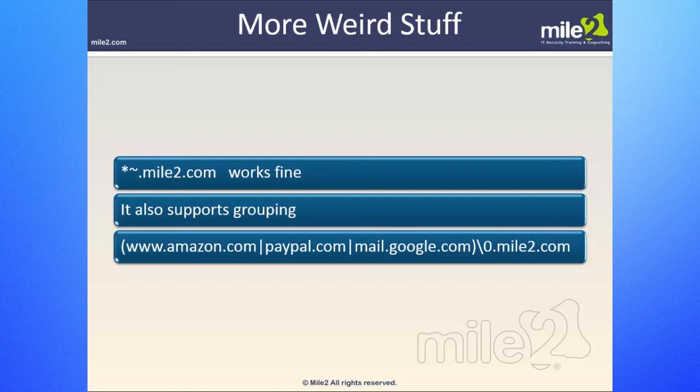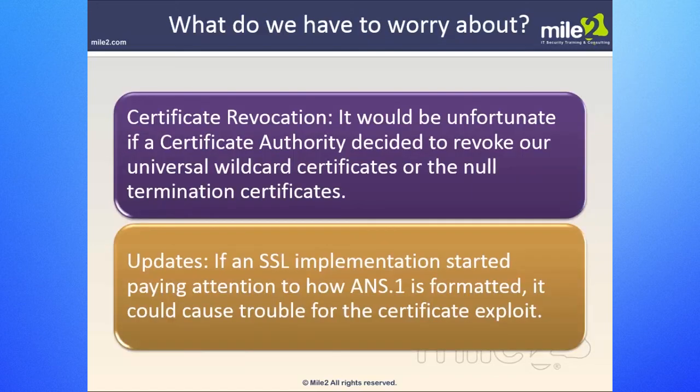So what we have to worry about in this case is certificate revocation. Also, remember we talked about that as the CRL. It would be uncomfortable if a certificate authority decides to revoke our universal wildcard certificates or the null termination certificates. So if an SSL implementation started paying attention to how the ASN.1 is formatted, it could also cause trouble for the certificate exploit and so forth as well. Again, pretty sweet stuff, I guess, overall, right?